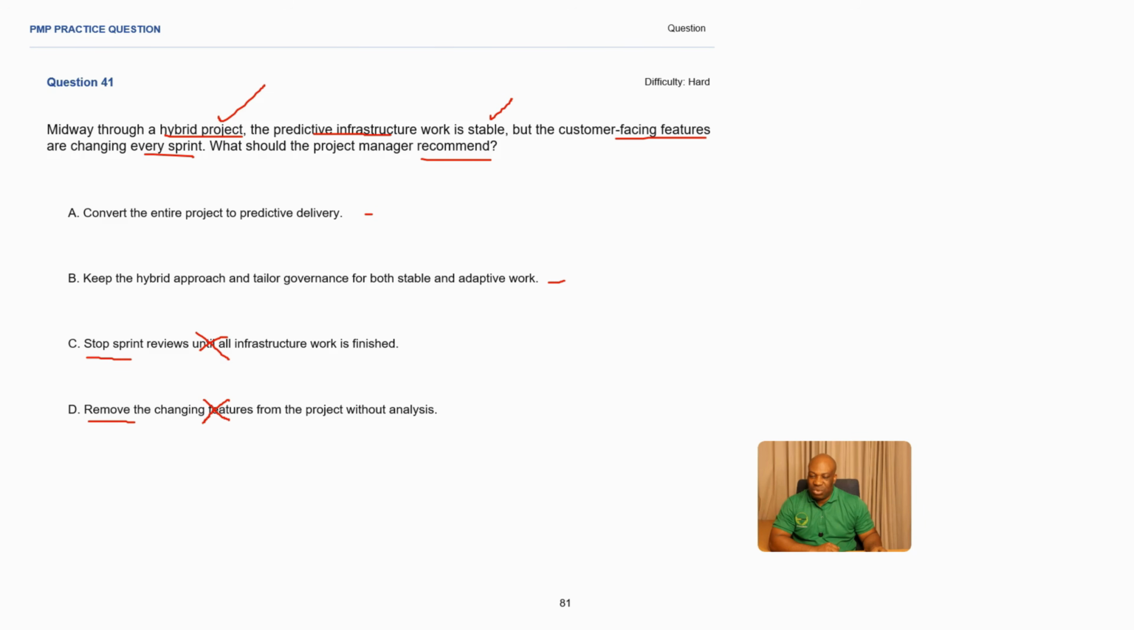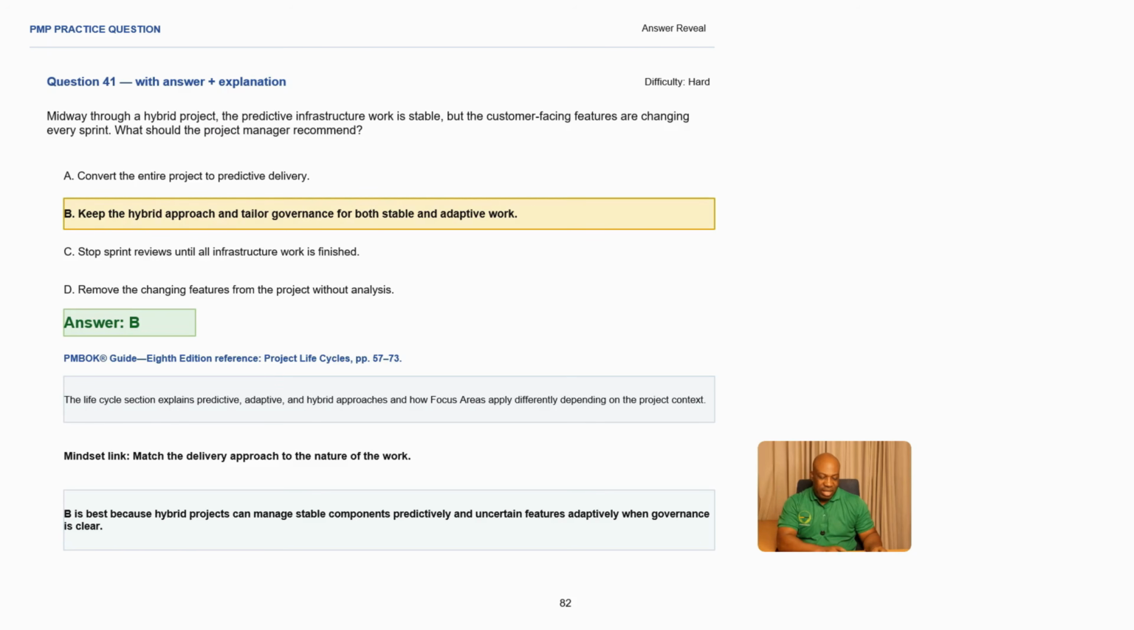Now we are left with these two. Let's go through them again. Convert the entire project to predictive. You can't do this because you are hearing that the features are changing every sprint. So we eliminate this one, making B the best answer in this scenario. So B is our best answer. You need to keep the hybrid approach and tailor governance for both stable and adaptive work.